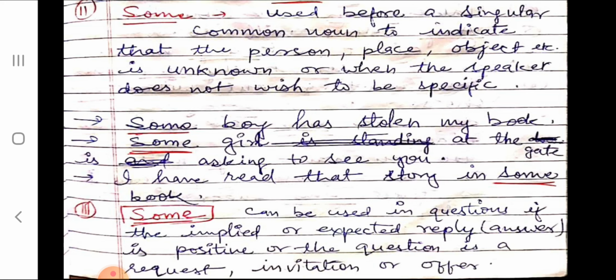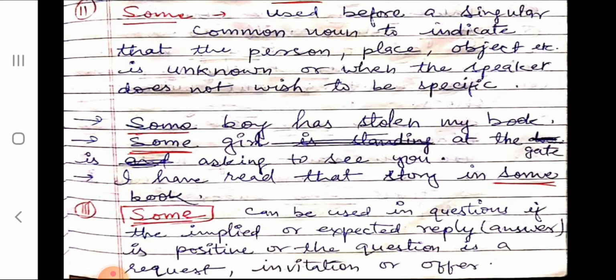Second use of some. Some is used before a singular common noun to indicate that the person, place, or object is unknown, or when the speaker does not wish to be specific. Examples: Some boy has stolen my book, meaning a boy that is indefinite. Some girl is asking to see you at the gate. She wants to meet you. I have read that story in some book, meaning in some book that is not known.